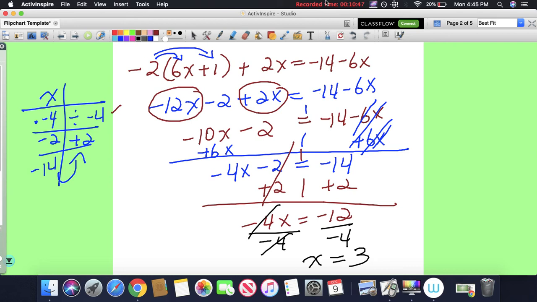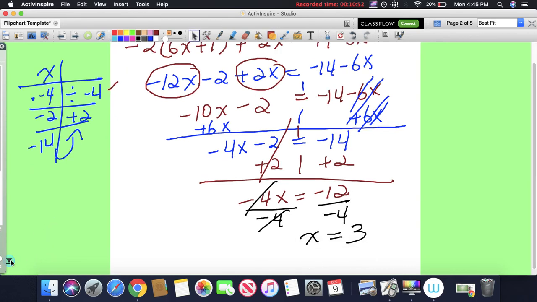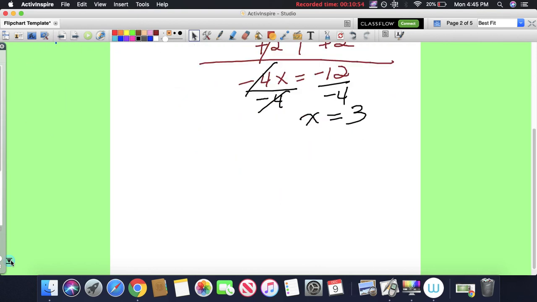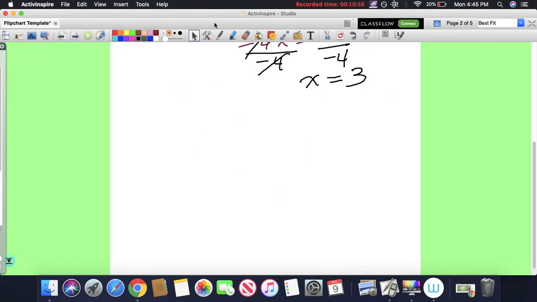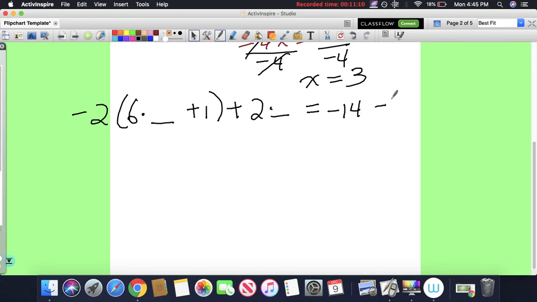So our check, can I bring this down? No, I can't. So remember what our check is. I'm going to copy and write the original equation again. So the original equation was negative 2 times (6 times blank plus 1), and that blank represents the variable, plus 2 times blank equals negative 14 minus 6 times blank. So wherever you see the blank was the variable, I'm going to replace that with a 3.